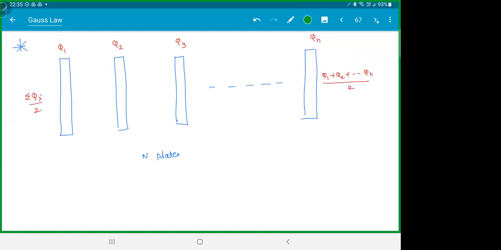Now listen carefully, listen carefully. If you understood this thing, the parallel plate one part is over. The total is how much? Q1. How much is outside? This much. So how much should be inside? Q1 minus sigma Qi by 2. If this is the charge here, what will be the opposite charge? Negative of Q1 minus sigma Qi by 2.